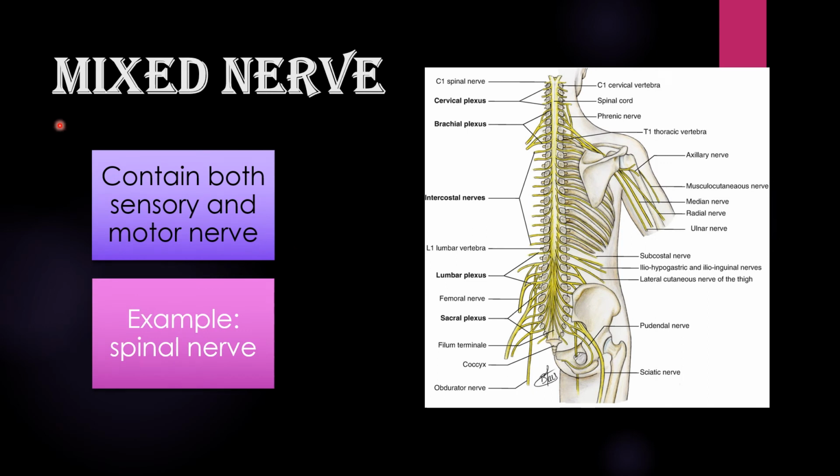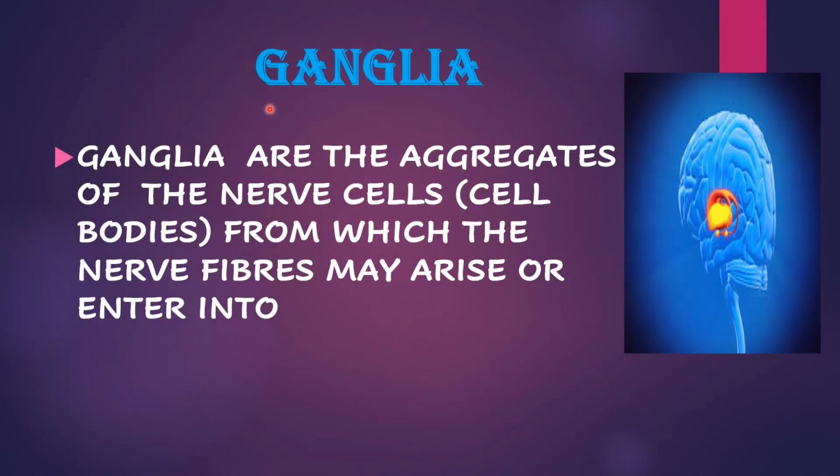The third type of nerve, that is mixed nerve. It contains both sensory and motor nerve fibers. Example, spinal nerve. Spinal nerve is an example of mixed nerve. This contains both sensory nerve and motor nerve. Ganglia. Ganglia are the aggregates of the nerve cell or cell bodies from which the nerve fibers may arise or enter into. These aggregates of nerve cell bodies are called ganglia.